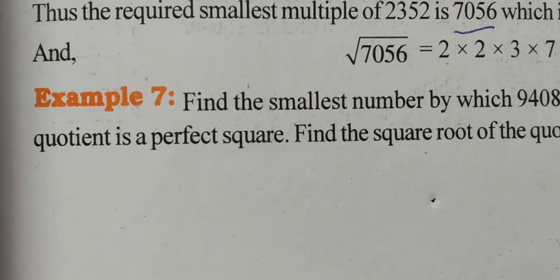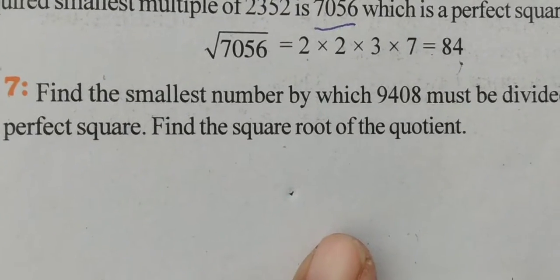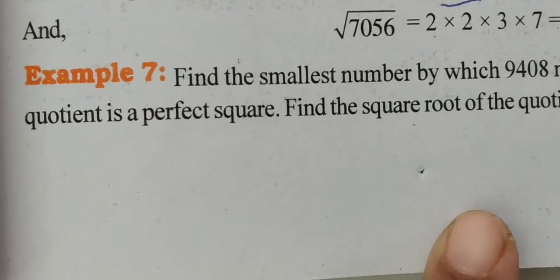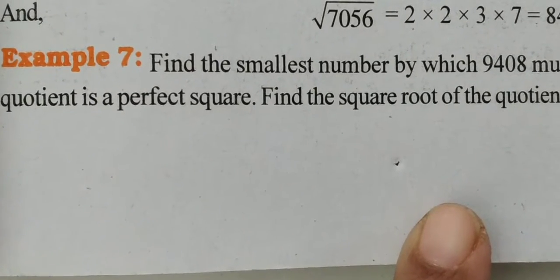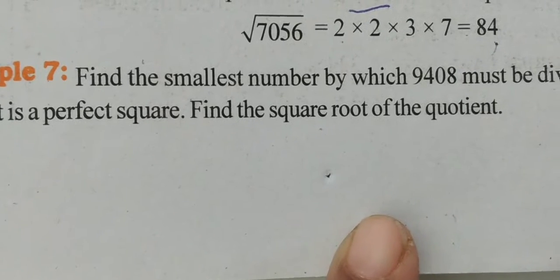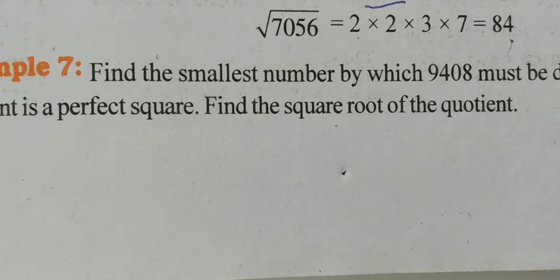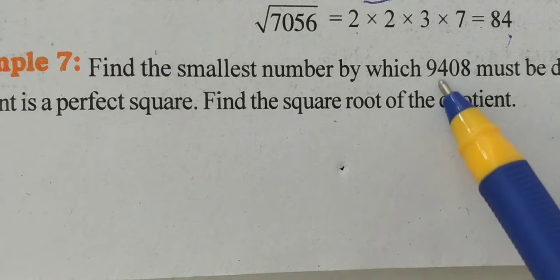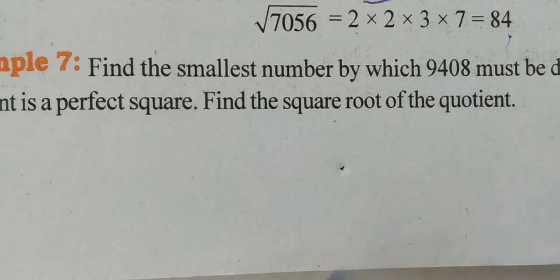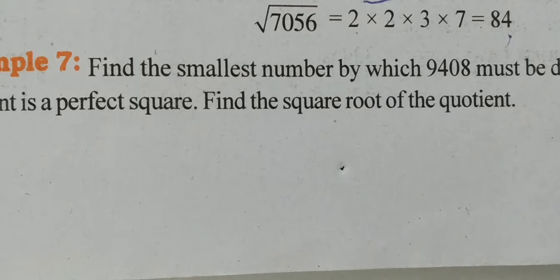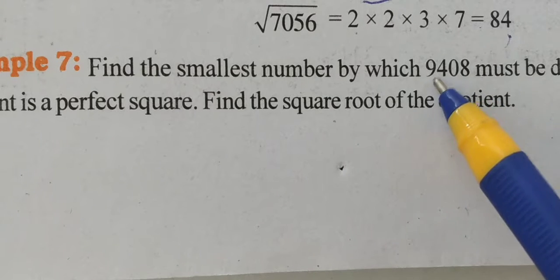Example: find the smallest number by which 9408 must be divided so that the quotient is a perfect square. Find the square root of the quotient. So here what do you have to do? You have to find out the smallest number by which, on dividing 9408, you get a perfect square number. Because 9408 is not a perfect square, you cannot find out the square root of this given number.